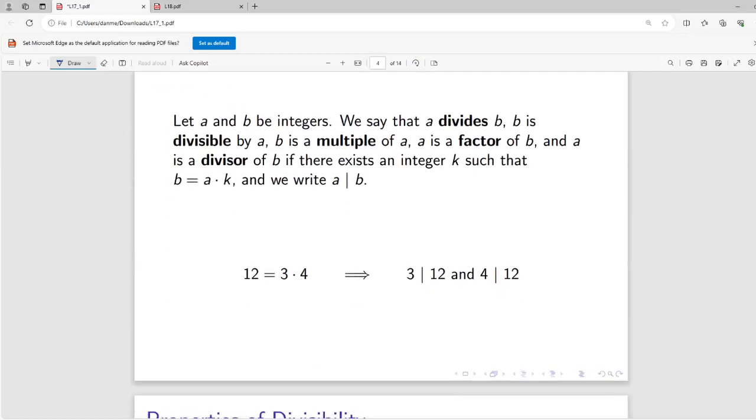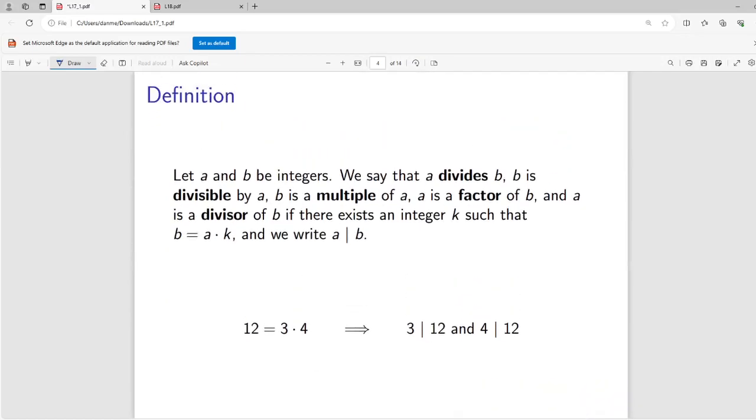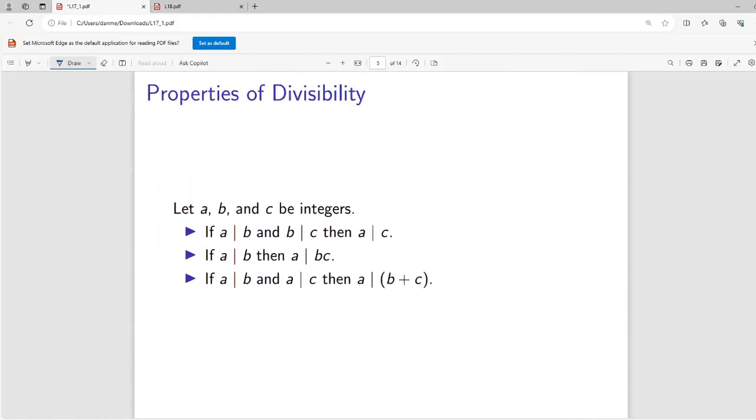Now, this is an example of how 3 divides 12 and 4 divides 12, because 3 times 4 equals 12, so 3 times an integer is equal to 12, and 4 times an integer is equal to 12. So here are some properties of divisibility. If a divides b and b divides c, then a must also divide c. And we went through the proof of that in class. If a divides b, then a also divides b times c. If a divides b and a divides c, then a divides the sum of b and c.